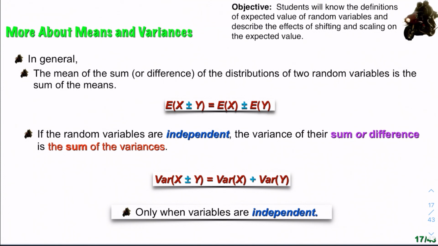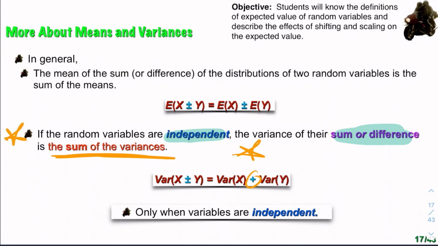So, in general, the mean of the sum or difference of the distributions of two random variables, maybe not one, but two, is the sum of the means. So it would just be, if you have like x plus y or x minus y, then we just add them or subtract the expected values. If the random variables are independent, and we know what that means, one does not depend on the other or one's not influenced by the other, the variance of their sum or difference, it doesn't matter if you're adding or subtracting, is the sum of the variances.